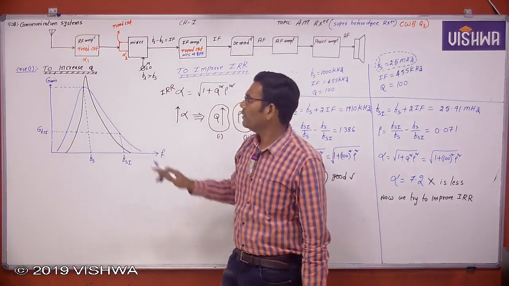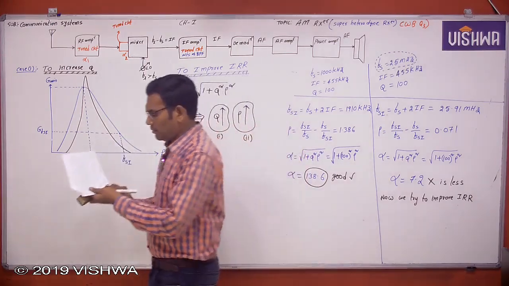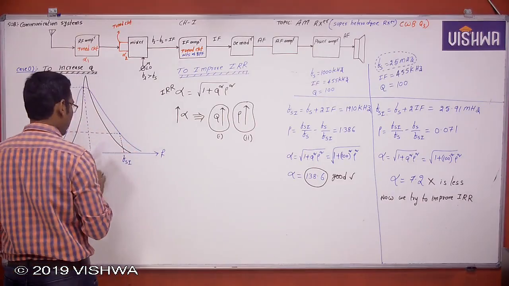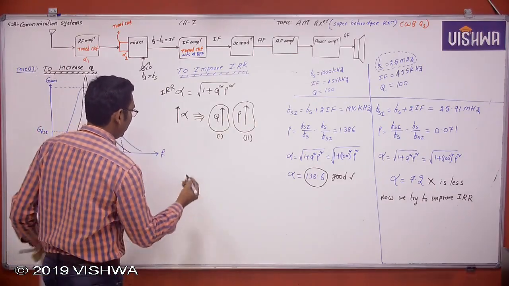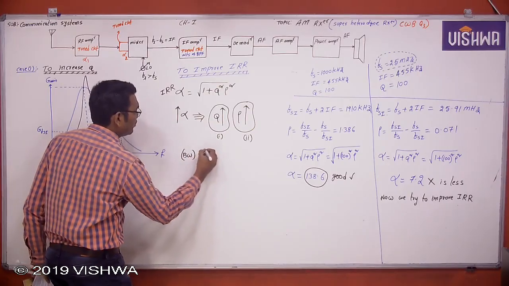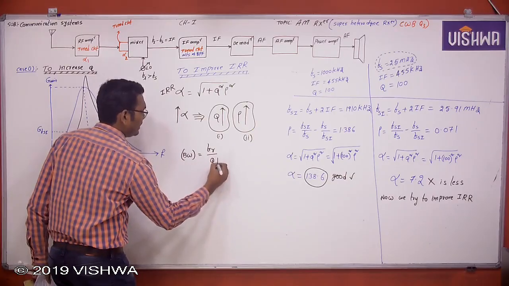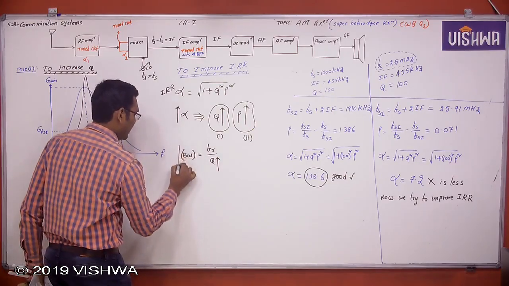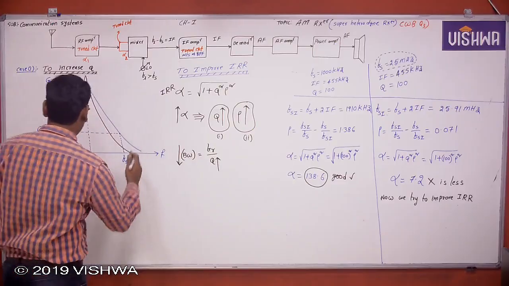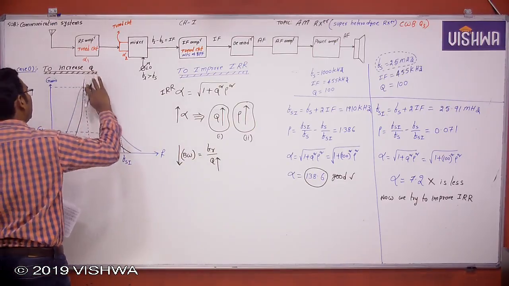Okay, originally. Now I am increasing the quality factor. What happened? Sir, why are you drawing a characteristic here? Now I am increasing the quality factor. What is the bandwidth of the tuned circuit? The bandwidth of the tuned circuit is resonant frequency by quality factor. If I increase the quality factor, the bandwidth is decreased. That's why I write here. When bandwidth is decreased, gain is increasing. Therefore, I am writing the characteristic like this.